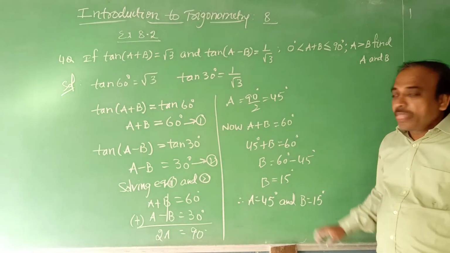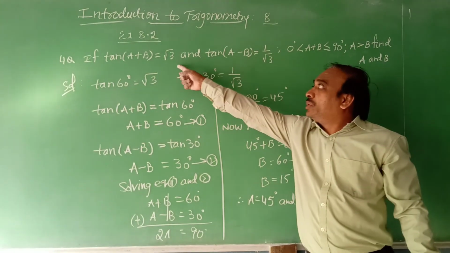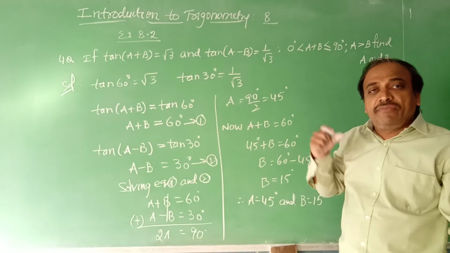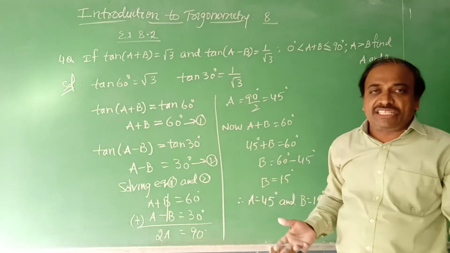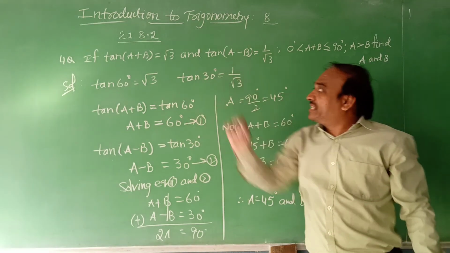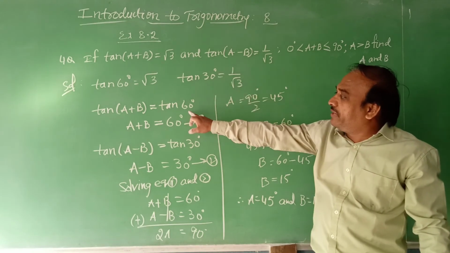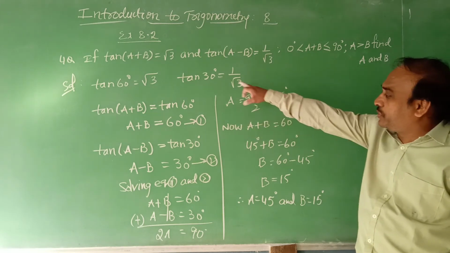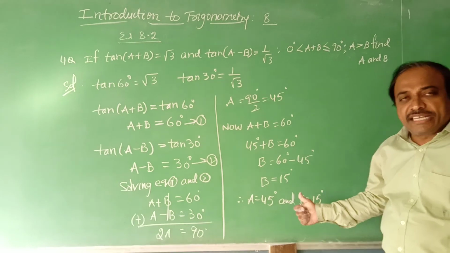Is it clear? This is how we do such type of questions. First we write root 3 and 1 by root 3 in terms of tan, for whichever measure gives the value root 3, whether it is tan 30, tan 45, tan 60 or tan 90. So root 3 can be written as tan 60. Similarly, 1 by root 3 can be written as tan 30. In place of root 3 we substituted tan 60, and in place of 1 by root 3 we substituted tan 30. Is it clear?